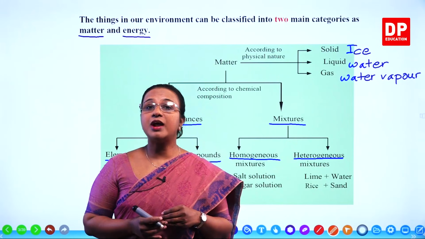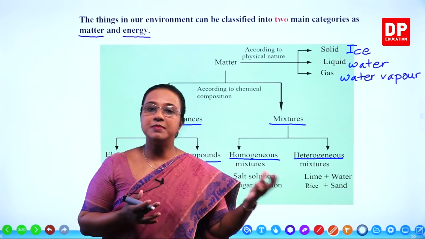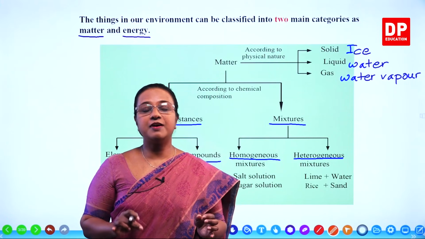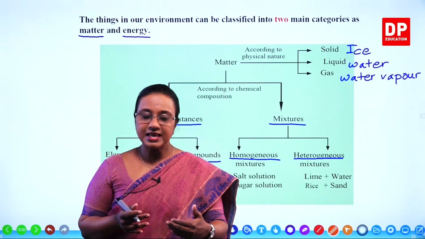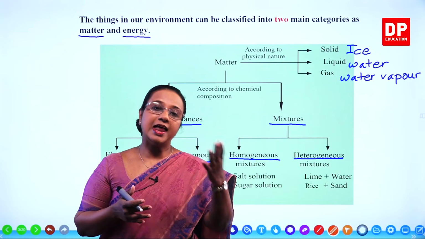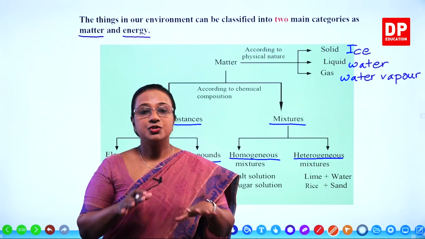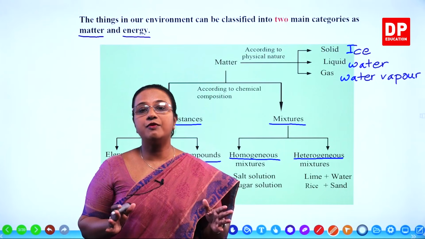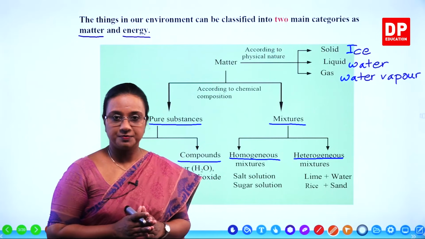Another example is rice and sand. Say by mistake, there is a little bit of sand mixed with rice. So it's a common mixture, but you can identify the rice grains from the sand particles in the mixture. At the same time, at one part of the mixture, there can be more rice, less sand, and at another part of the mixture, there will be more sand and less rice. So therefore, the composition of this mixture is not uniform throughout the mixture. Therefore, it's a heterogeneous mixture.